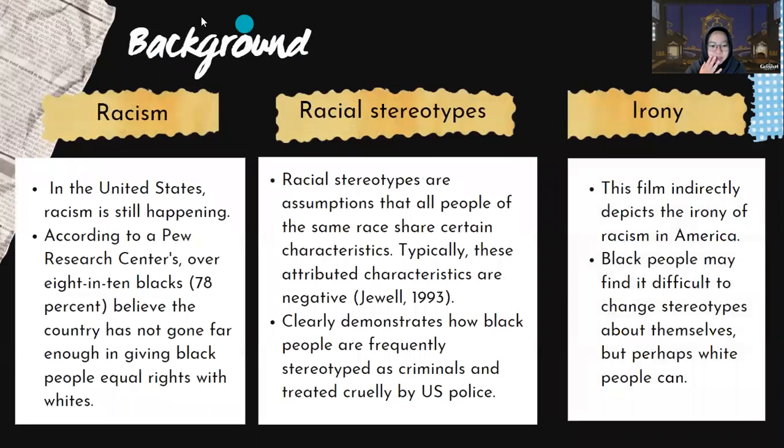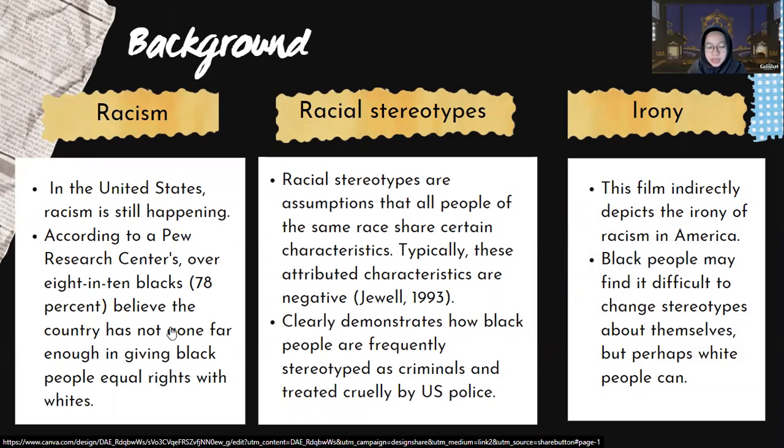Background of the study. Although there are many social movements and awareness on the horrible acts of racism, racism against Black people is still prevalent in our society. According to a Pew Research Center's American Trends Panel study in 2019, 78% believe the country has not gone far enough in giving Black people equal rights, and nearly half believe the country will never achieve racial equality.